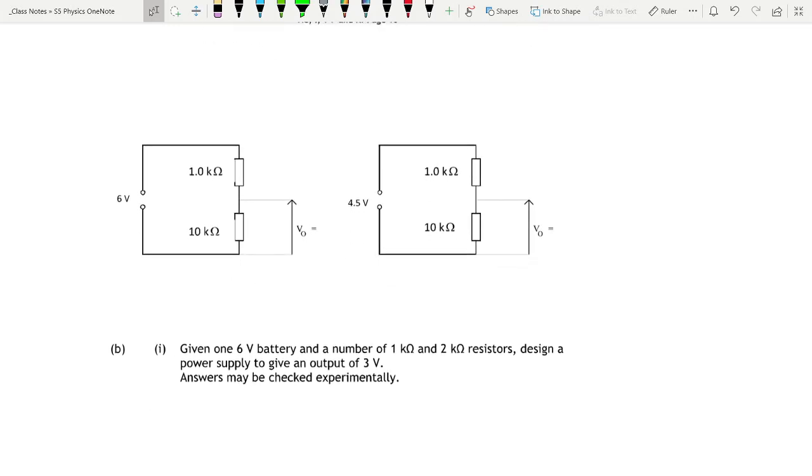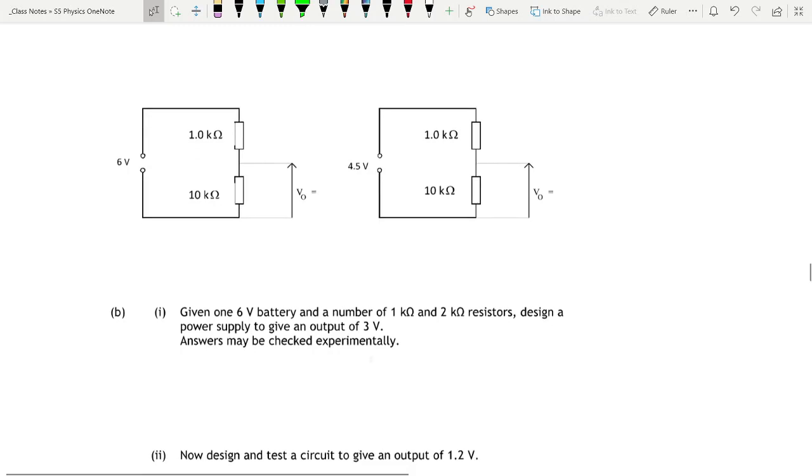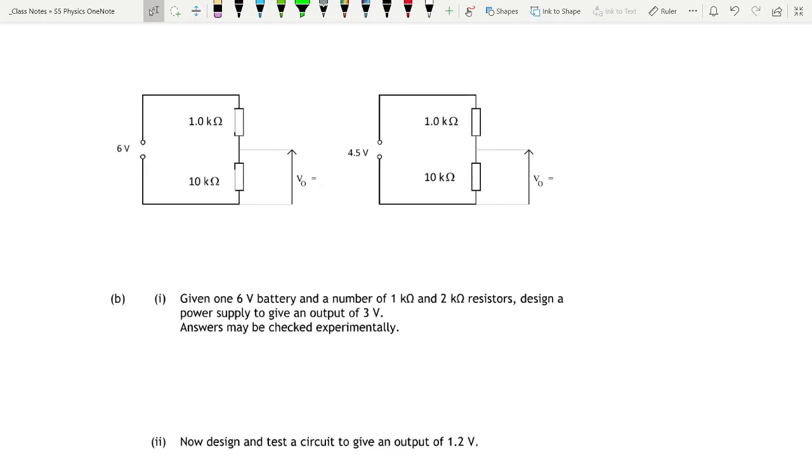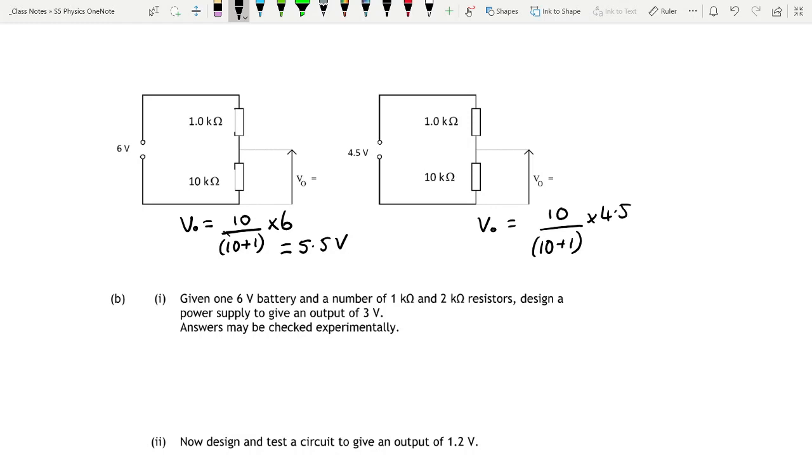A couple more examples. I'm sure you can do these; you can whiz through them yourselves. For this one, we've got V out equals 10 divided by 10 plus 1 times 6, which comes to 5.5 volts. And for this one, we've got 10 divided by 10 plus 1 times 4.5, which comes to 4.1 volts.